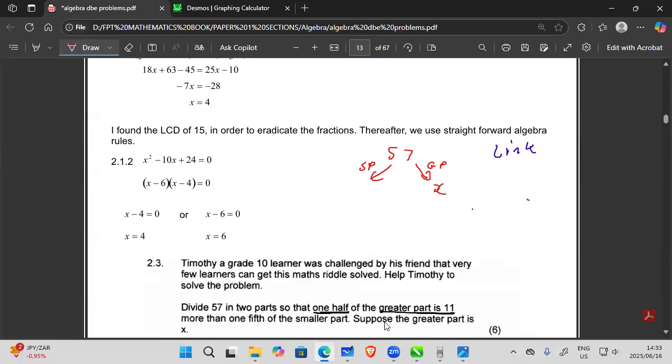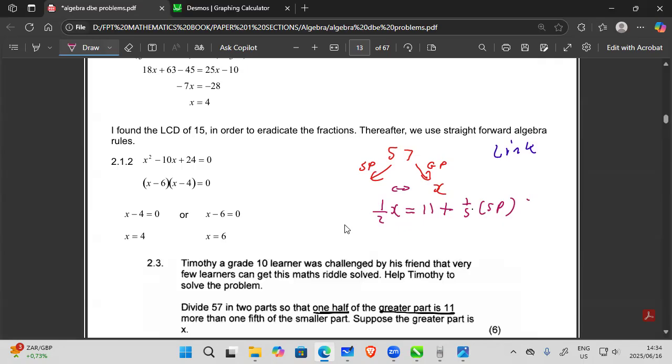The greater part is what we're calling x. So what links these two is the question. I must divide it so that 1/2 of the greater part, x, is the same as 11 more than, so it's 11 plus 1/5 of the smaller part, SP. "Of" means multiplication.